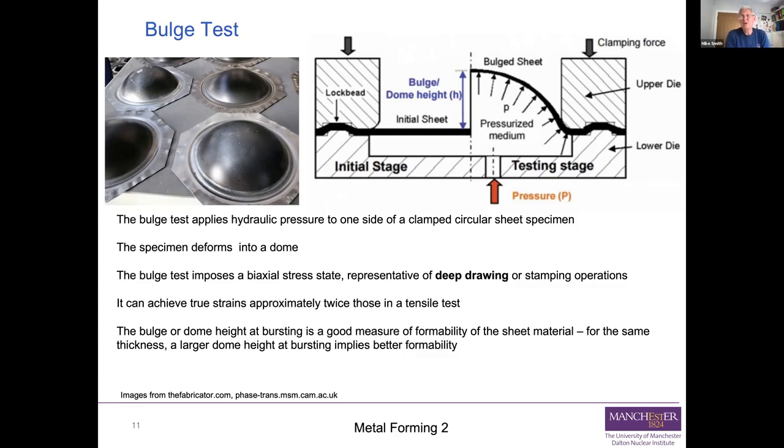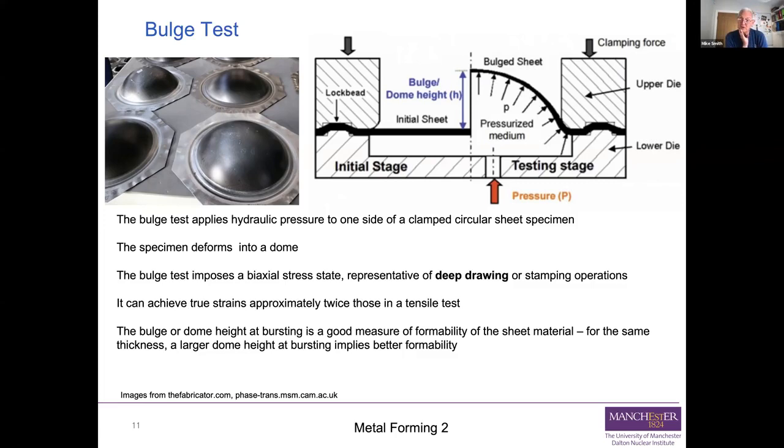So if you wanted to make a million beer cans and you bought in a batch of sheet, it will be sensible to test that sheet to make sure it meets your formability requirements before you start feeding it into the beer can making machine. Because what you don't want is a whole load of leaky beer cans at the end of it, because you bought in material that doesn't meet your specification. So it's a good qualitative measure of how formable things are.